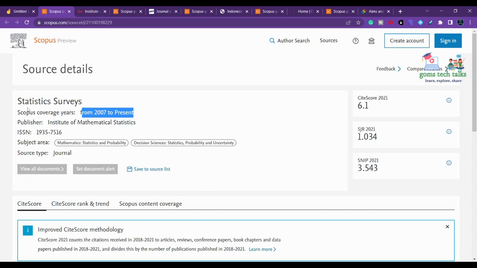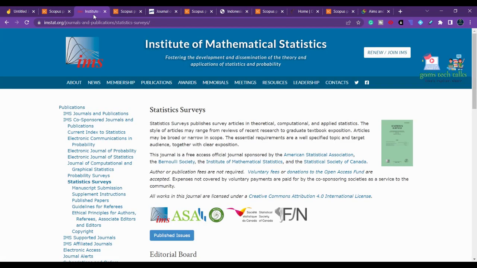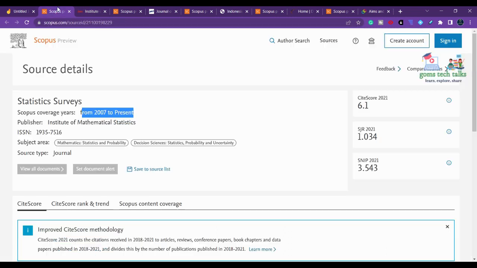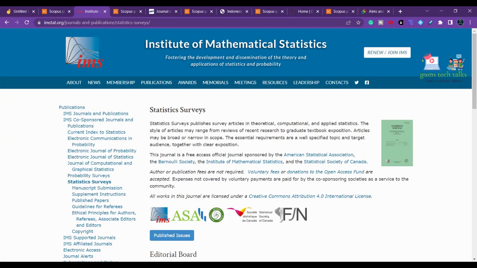So if you just click this, it will go to the Institute of Mathematical Statistics. Here you can see Statistics Surveys. Okay, so this is Statistics Surveys. And here you can see that this is a free journal, that is, it is not asking you for any type of fee. So author or publication fees are not required.